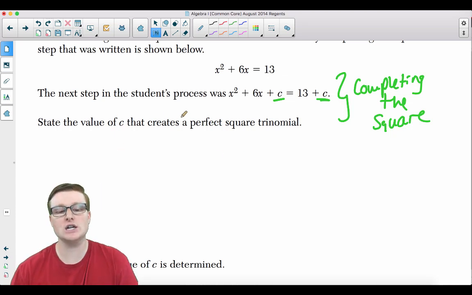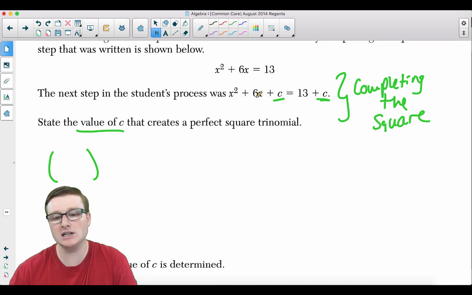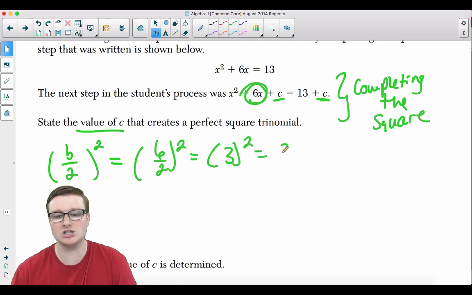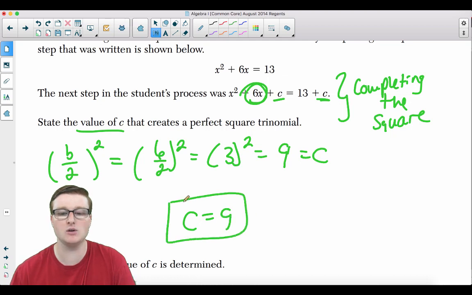So it says here, state the value of c that creates a perfect square trinomial. So in order to figure out the value of c, we need to take half of the linear term, which is 6, halve it, and then you square it. So your formula is b divided by 2 squared. That's going to be 6 divided by 2 squared. That gives you 3 squared, which is 9, which is your value of c. So c is equal to the value of 9.